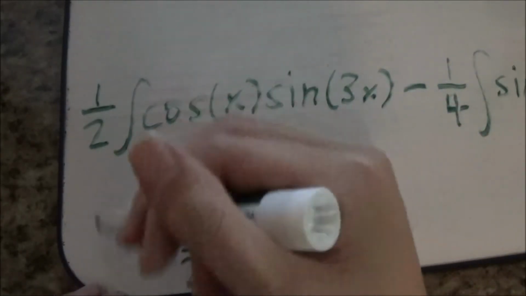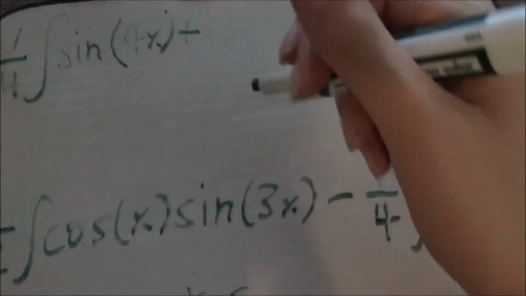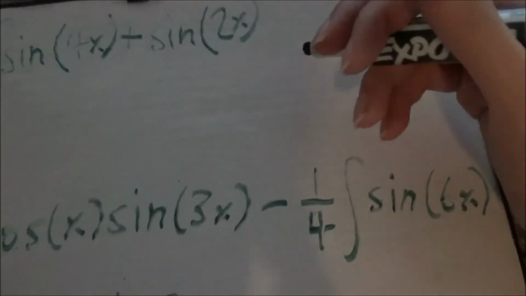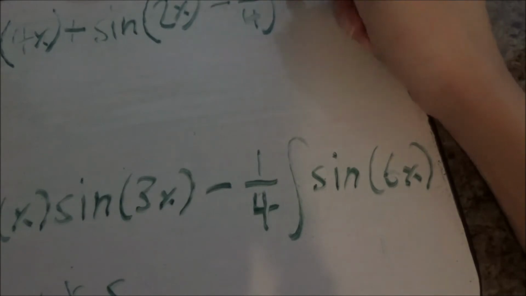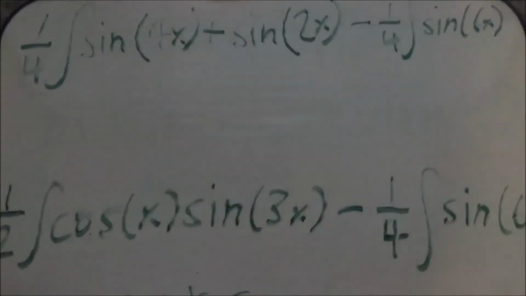Yeah, because I'm adding whatever this is. This is sine. 3 minus 1 is 2. Or you could do x minus 3 in absolute value, because it doesn't matter which way. Okay, and then the integral of 1/4, which is sine 6x. Wow, okay, I could actually combine them together, really.